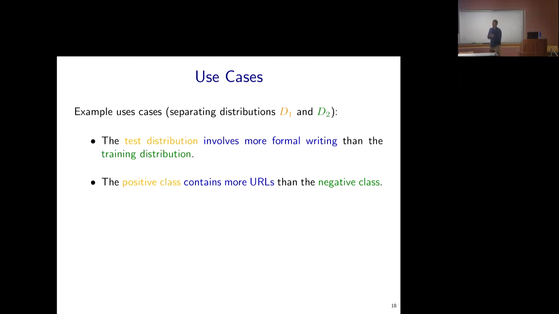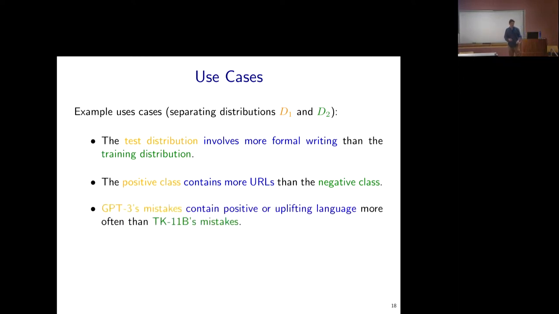Or I could look for spurious cues in a dataset. Say I have a spam classification dataset, but I find out that the positive class contains more URLs than the negative class. That means URLs might be a spurious cue for any classifier I train on this dataset, where I really want it to detect spam, but instead it detects the presence of URLs. I can also use this to do automated error analysis. Maybe I find out that GPT-3's mistakes contain more positive or uplifting language than T0 11 billion's mistakes.